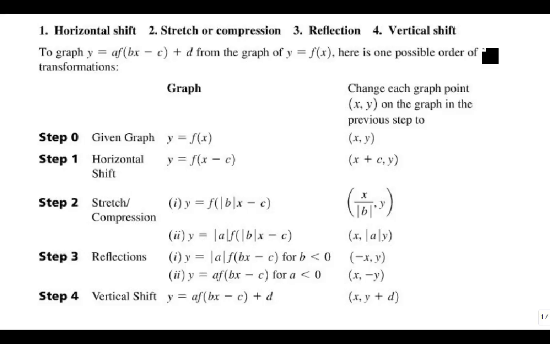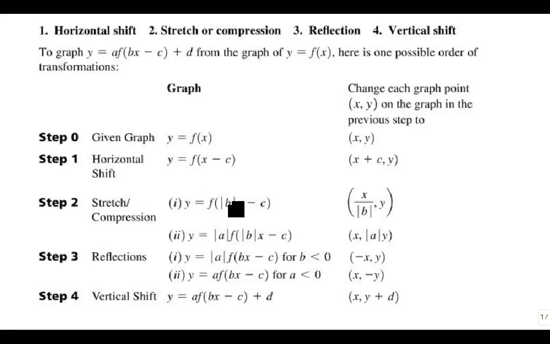Always follow this order. So for instance, if our given graph has a point y equals f of x, that means we have a point (x, y), and each point x has a matching y. We do a horizontal shift first, so we move c, which adds c to the x, whatever it is, after we change its sign.